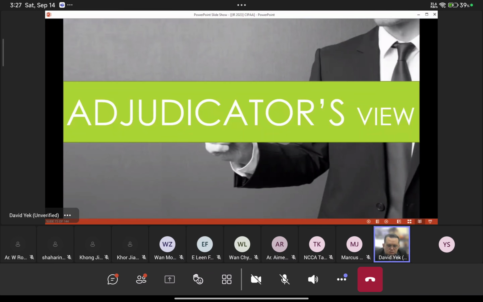Most of the adjudicators now are lawyers and also QSs. Architects, I think in this country, around 20 of us only, including engineers. So very little from our engineering and architectural fraternity. A lot from the QS and a lot from the lawyers, I think in the range of 80%. Okay, now, the adjudicator's view.